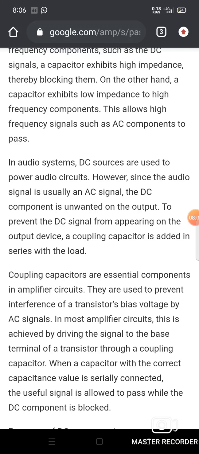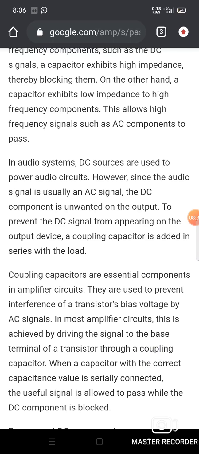Next paragraph: coupling capacitors are essential components in amplifier circuits. They are used to prevent interference of the transistor bias voltage by the AC signal. This is the major role of the coupling capacitor, and a very important point for the coupling capacitor in the amplifier circuit.